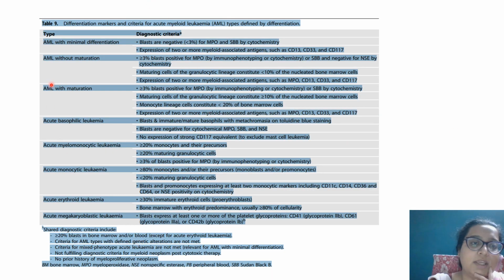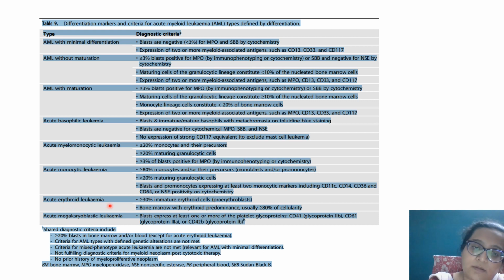So this chart is given online also. AML with minimal differentiation is now: blasts are negative, less than 3% for MPO and SBB. AML with maturation: greater than 3% blasts, monocytic lineage constitutes less than 25%. So all those designations that you had for different classes of AML are changing. For instance, AML M7, that is megakaryoblast leukemia, is where blasts express at least one or more of the platelet glycoproteins, that is CD41, CD61 or CD42B.